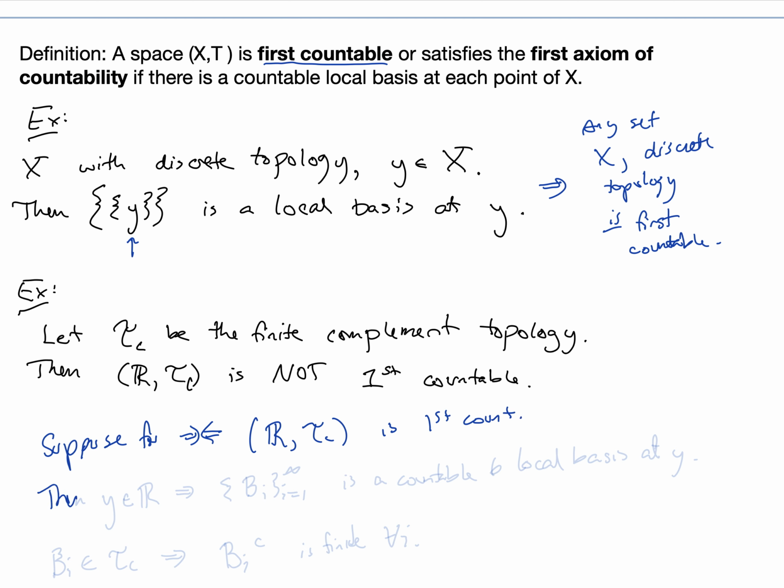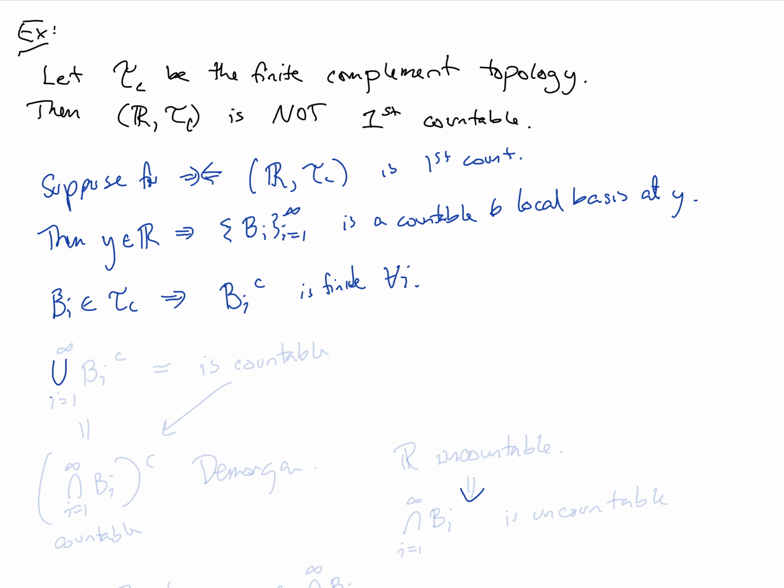Then let y be an element of R, and if it's first countable, that means that there's some countable local basis B_i, i goes from 1 to infinity, at y. So we've got this countable local basis at y, this countably infinite or possibly finite collection of open subsets that form a basis at y. So B_i being an element of tau sub c, the finite complement topology, means that B_i complement is finite for each i. And so let's think about the union from i equals 1 to infinity of B_i complements.